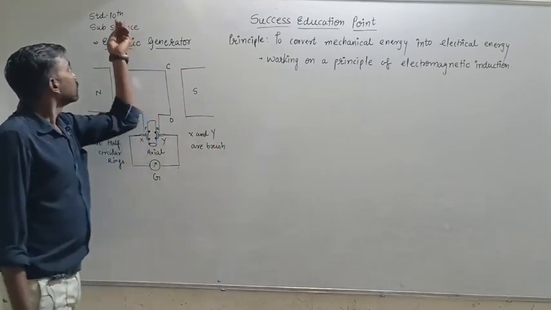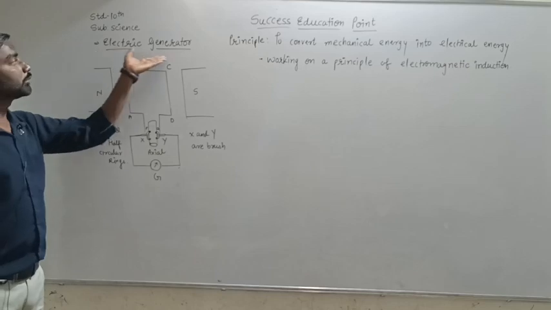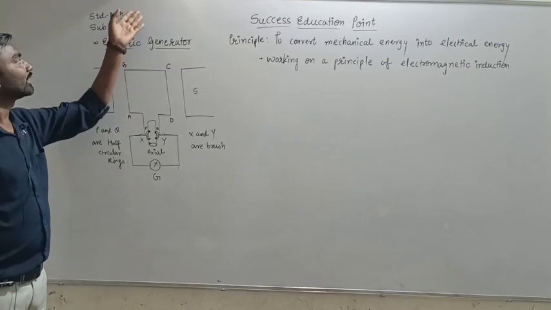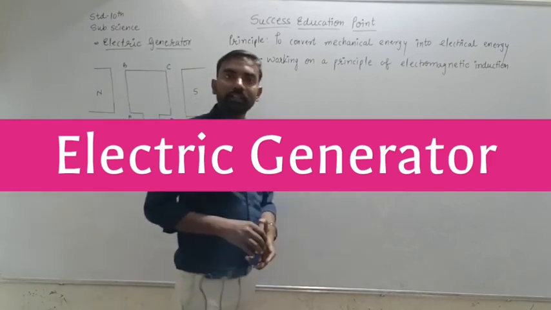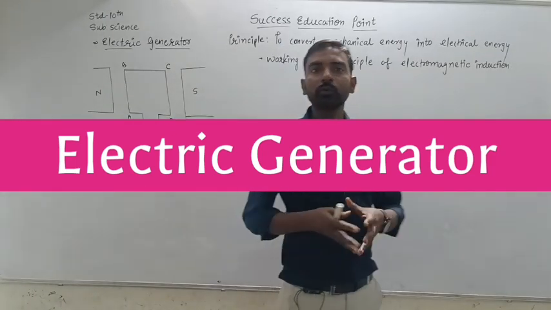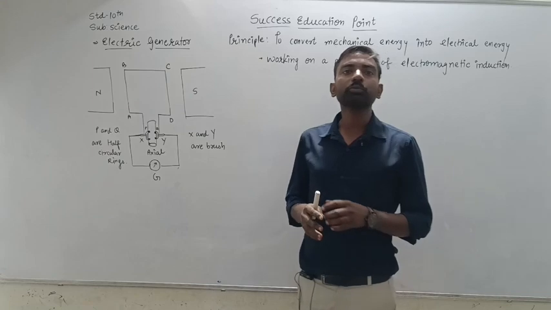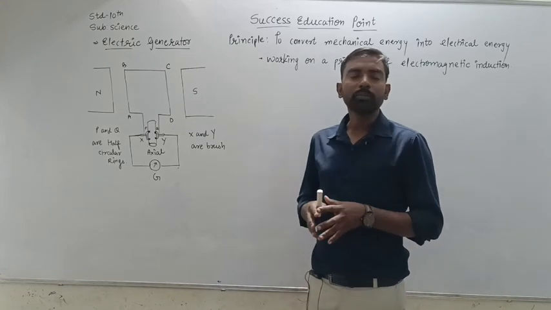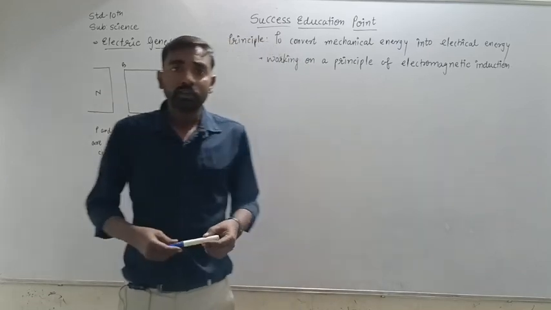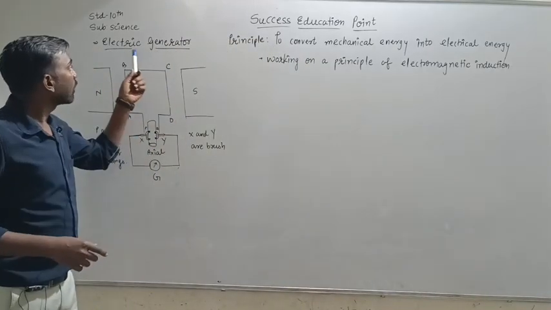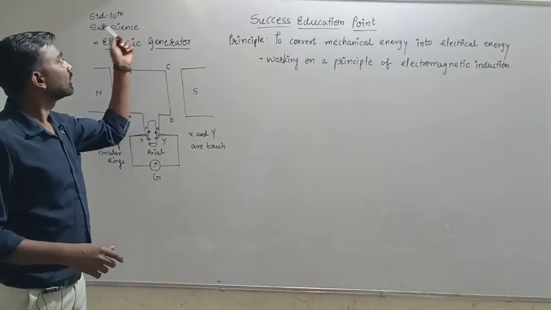Today I am here with one of the most important subjects, Science Standard 10th, chapter number 13, Magnetic Effect of Electric Current. As we know, when electric current flows through any conductor, it produces a magnetic effect. On the basis of this, some instruments work. And the most important topic of this chapter is the electric generator.